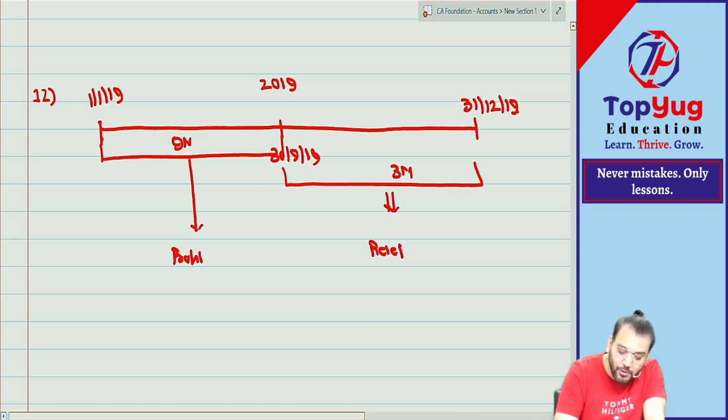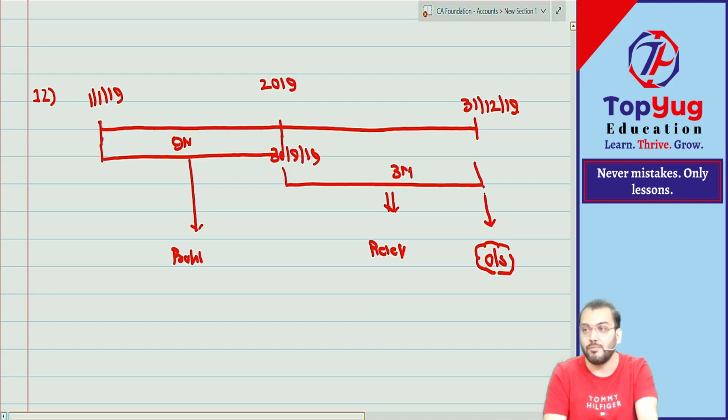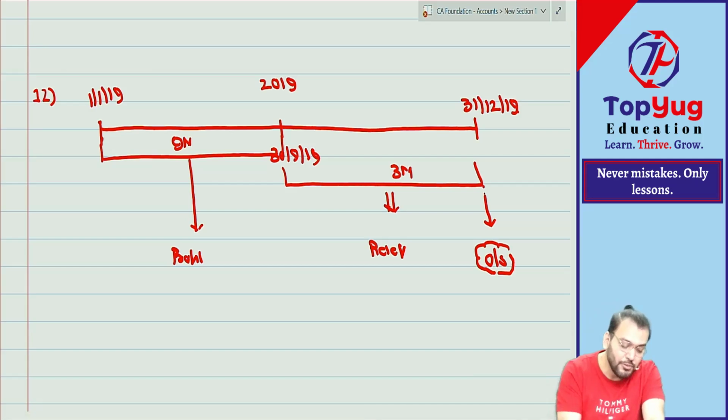Interest is required. Yes or no? Because the amount is not paid, it remains outstanding. You can see he is not entitled to any interest, and not sharing profit. So automatically we need to calculate 3 months' interest. 3 months' interest we need to calculate.